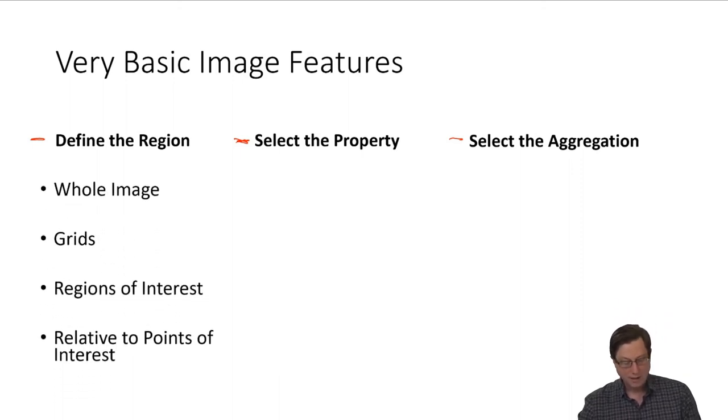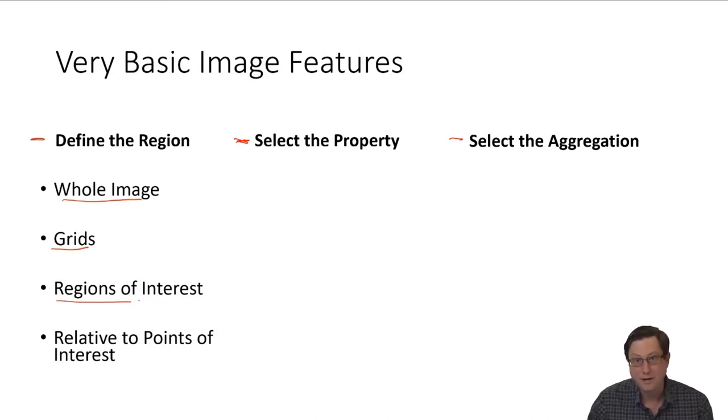Define the region. You could extract computer vision features from the whole image. You could take grids and tile up the image. You could use localization and find a region of interest. And then you could work relative to the points of interest, which are not exactly around it, but you could offset from it, something along those lines. We're going to go through that in more detail in the next slide, so let's move on.